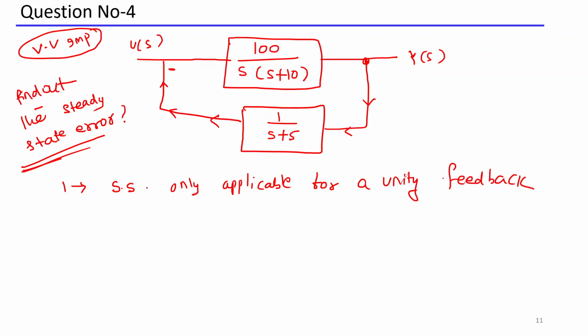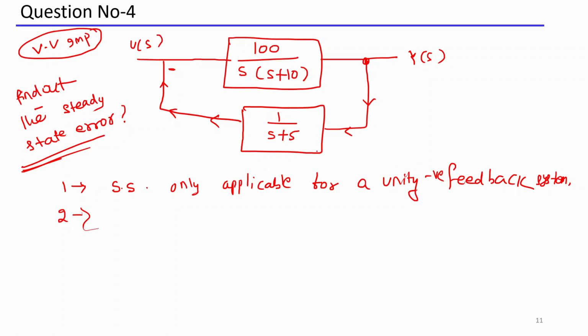Unity feedback, that too negative. As I told you, control systems are mostly negative. So remember that unity feedback means there is a unity negative feedback system. So steady state error is only applicable for a unity negative feedback system. If a system is a non-unity negative feedback system, you cannot find the steady state error directly.